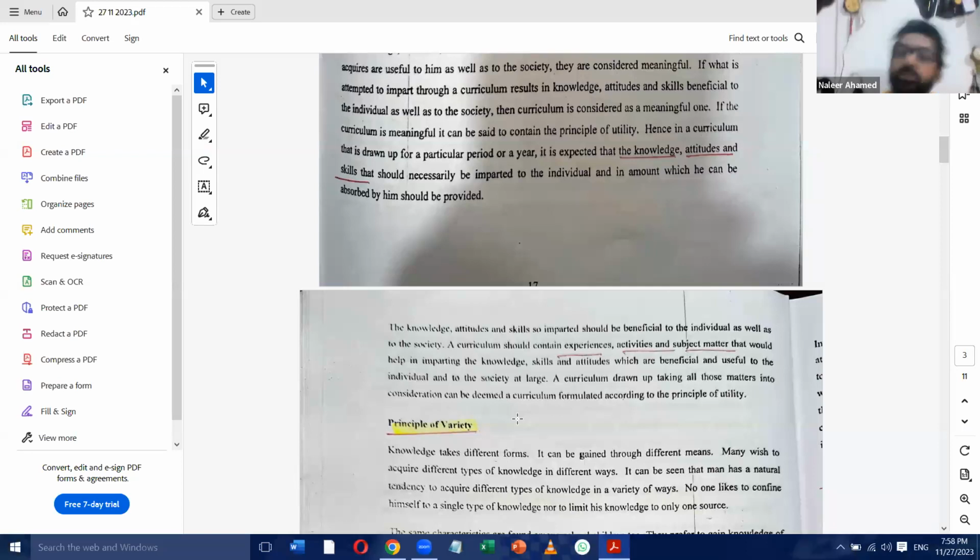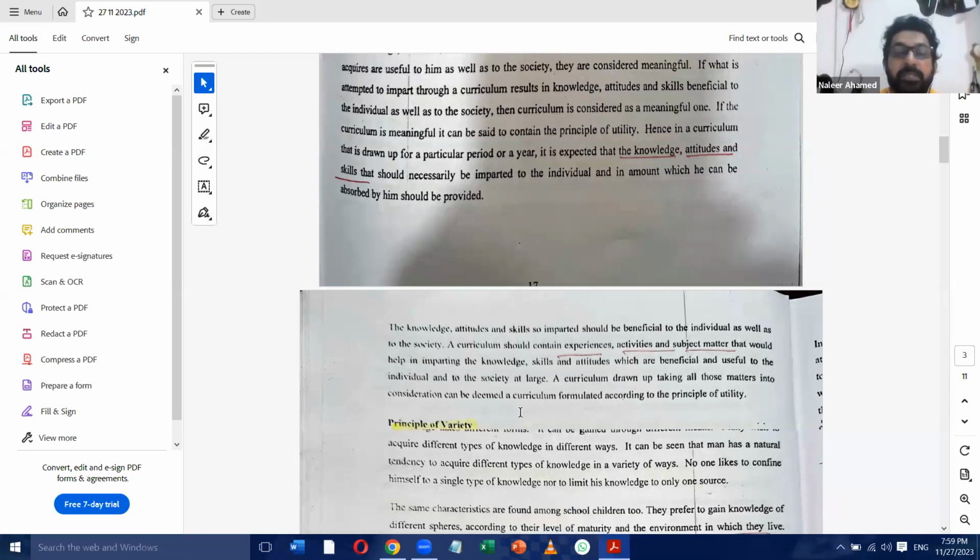A curriculum drawn up, taking all those matters into consideration, can be deemed a curriculum formulated according to the principle of utility. Simply, if you say that in a sentence, a curriculum should be practicable and should meet the aspirations of what the people or the society expect from it. So what are the changes that can be brought through a curriculum in a student? His skills, his knowledge, his attitudes. That is called the utility principle. So that is simply understood, I think.